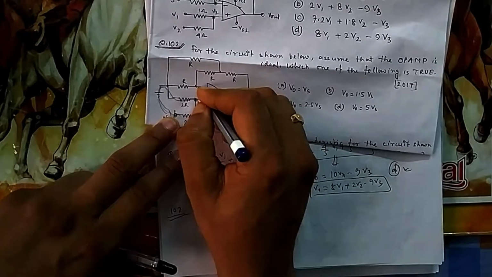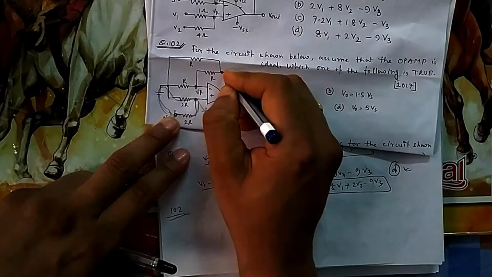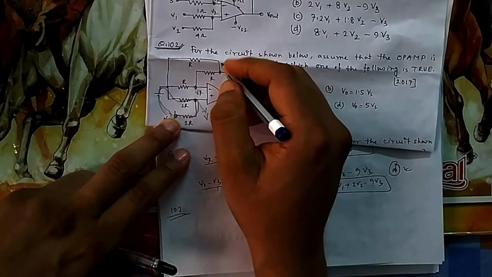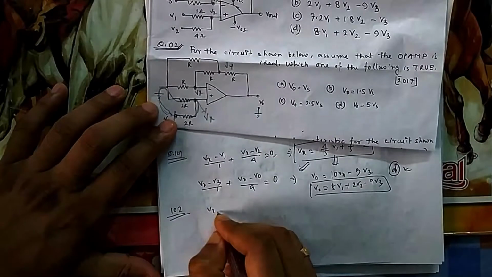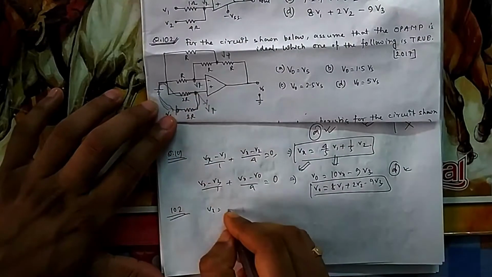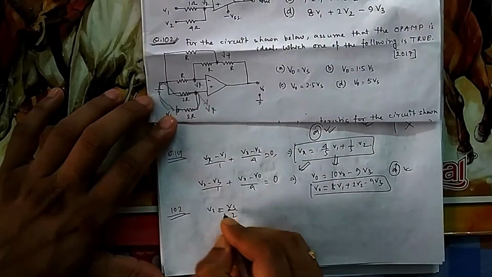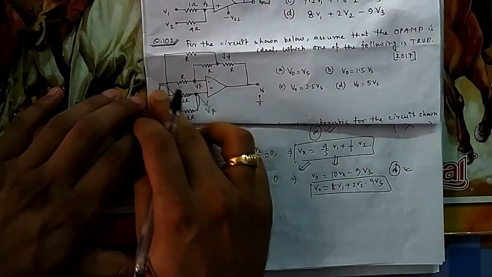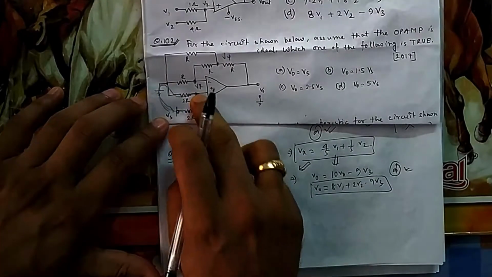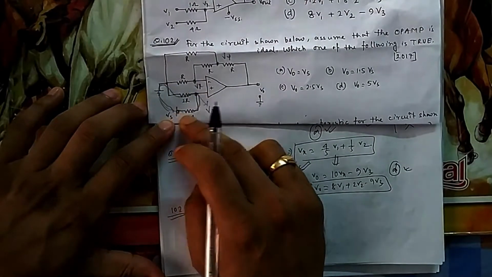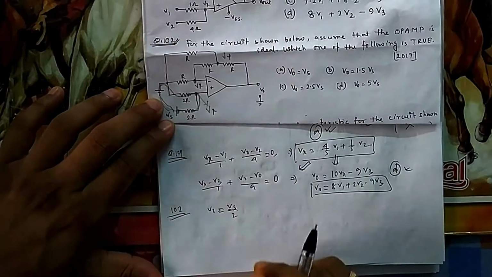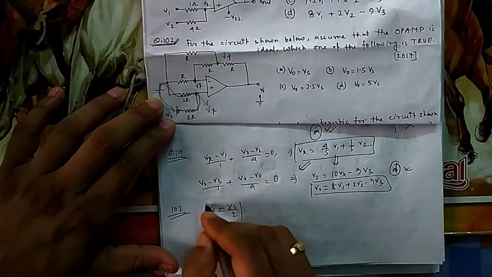Suppose this is Vx. So the same will be here, Vx. And this one, suppose I have written it Vy. So what will be your Vx? You can take nodal here, or you can directly write Vx equal to Vs by 2, half of that, because this Vs is divided. You see this path, it is divided into 2. Or you take nodal here: Vx minus Vs by 2R plus Vx minus 0 by 2R. So that will give you Vx equal to Vs by 2.